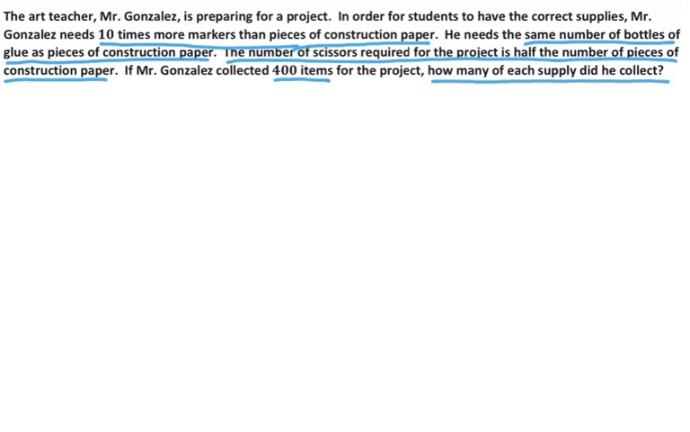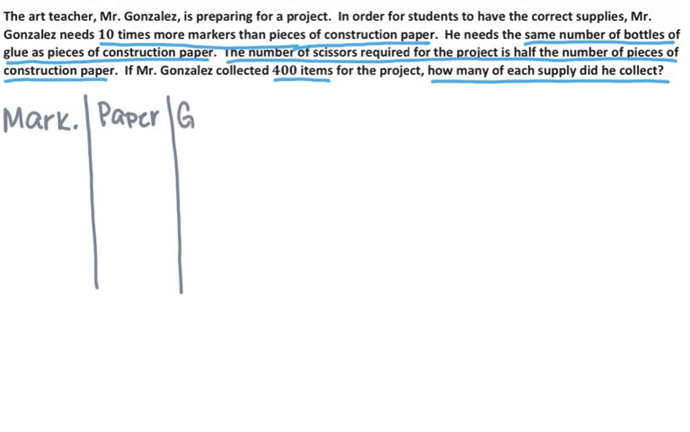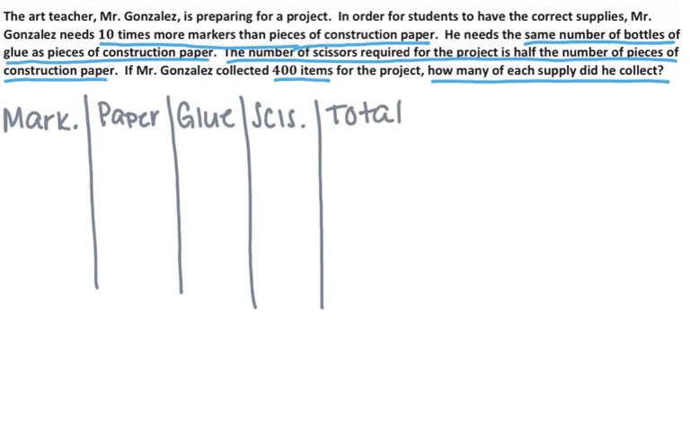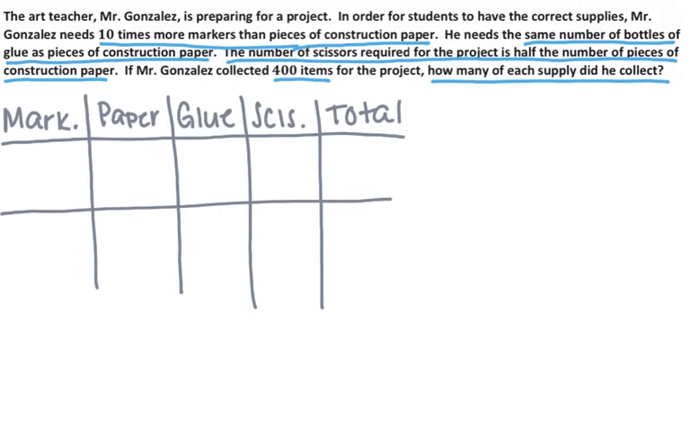So we're going to start by doing our table. So we'll have markers, and yes, I'm still abbreviating words just to save some room. So paper, glue, scissors, total. So we know that he ordered 400 items, so that can go right there. And now we can fill in our first row.